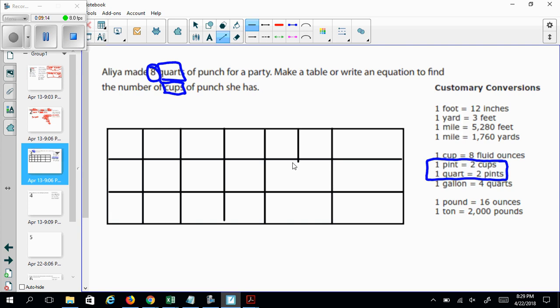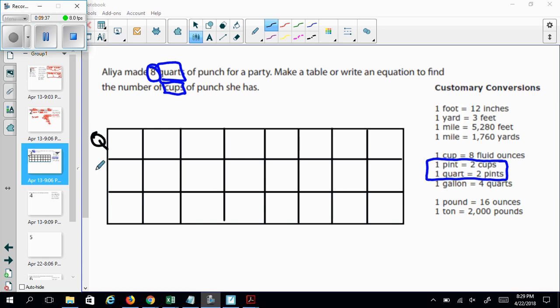Put that there, there, and there. Wonderful. Okay, so now that we've got that situated, I have here my quarts. I have my pints. And then here I have my cups. So I have 1 quart, which equals 2 pints. And then 1 pint is 2 cups. So if I have 2 pints and it's 2 cups per pint, that's 2 times 2, which equals 4. So there's 4 cups in 1 quart.